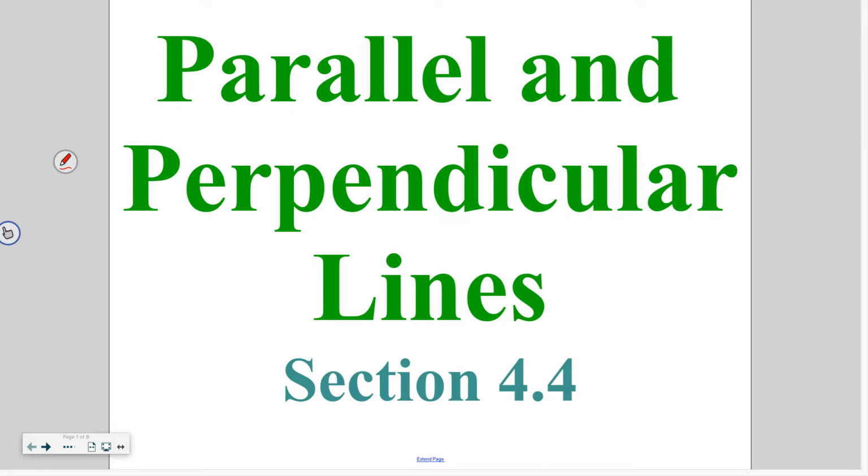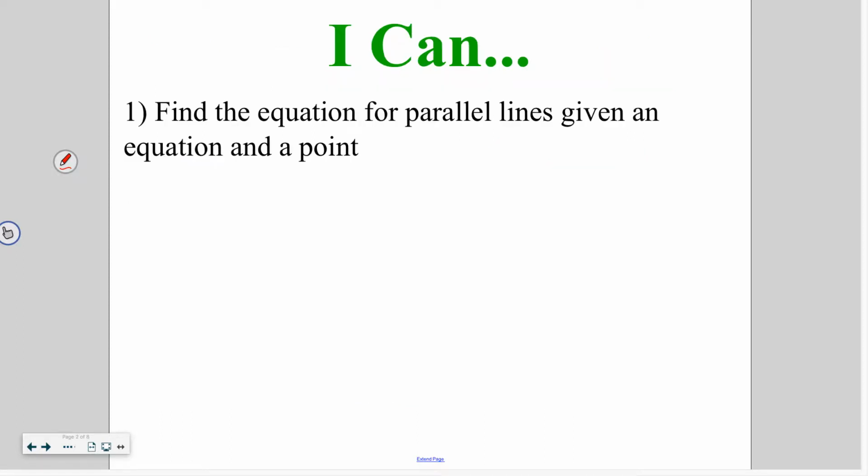Again, we are going to split this lesson up into 2 days. Today's lesson, day 1, will focus on parallel and tomorrow's lesson will focus on perpendicular. So the goal for today is to be able to write an equation for a parallel line through a point.